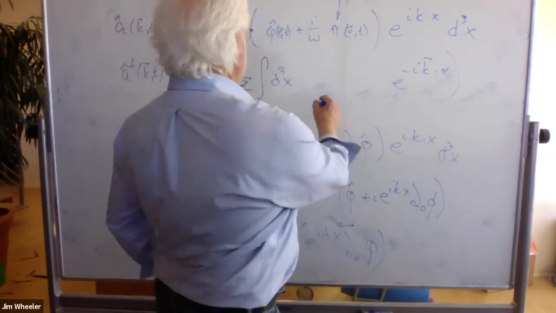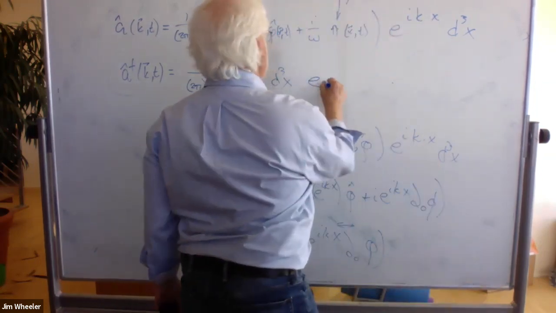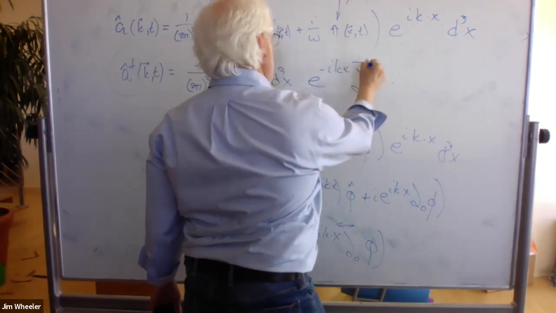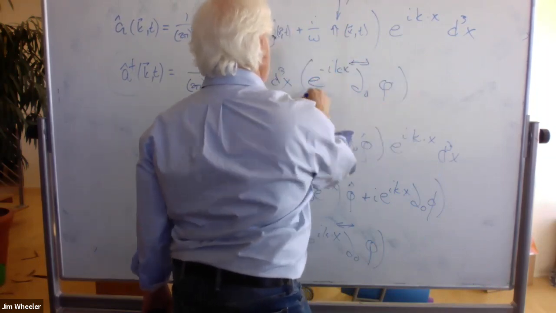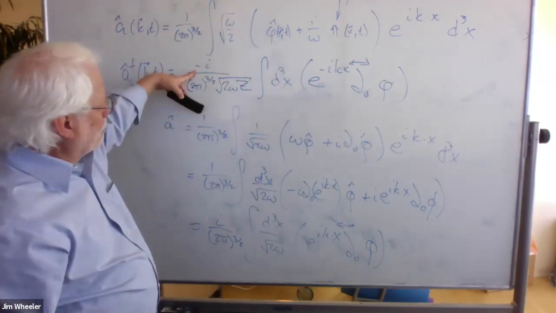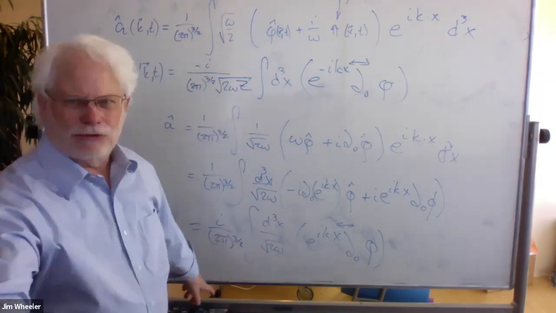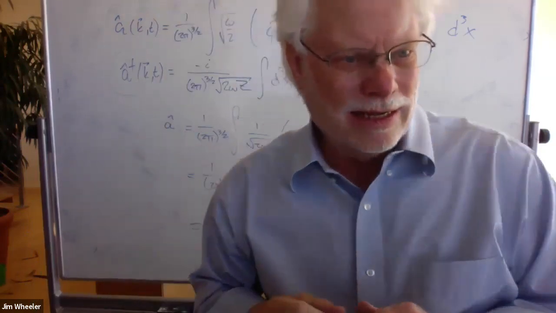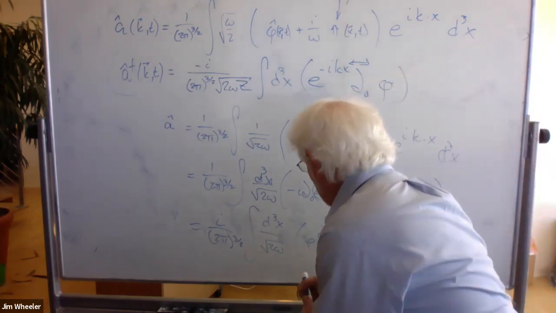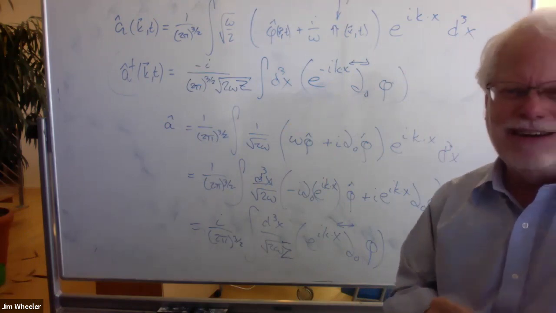All right, if I'm writing a dagger, this is going to be e to the minus ik dot x d0 phi. Fine, like that. And a is the same thing, except you've got plus i here and plus i there. That's what I've written down below. And then correct the normalization. So I'm going to put a capital Z down there.